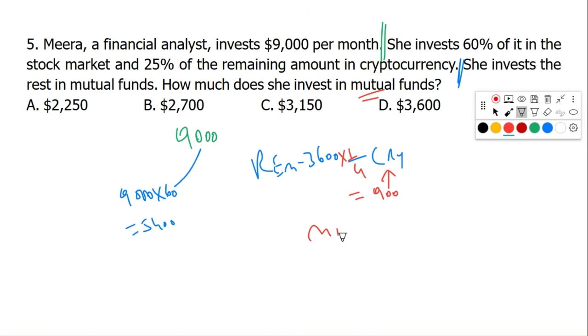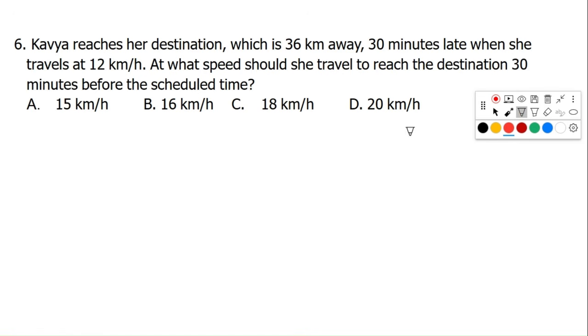So what will be the rest here now? 3,600 minus 900, which is 2,700. So this is in mutual funds. Okay, so you look at this now. For a detailed explanation, please refer to time, speed, distance. We are having that exam approach, how quickly you are going to solve it.